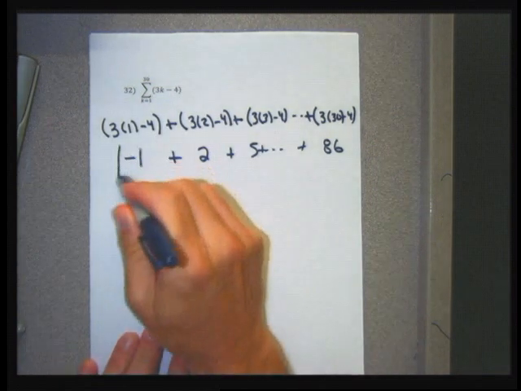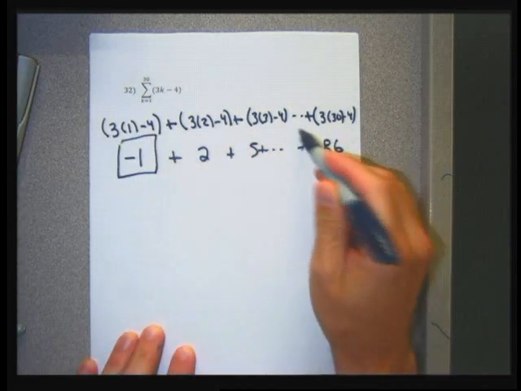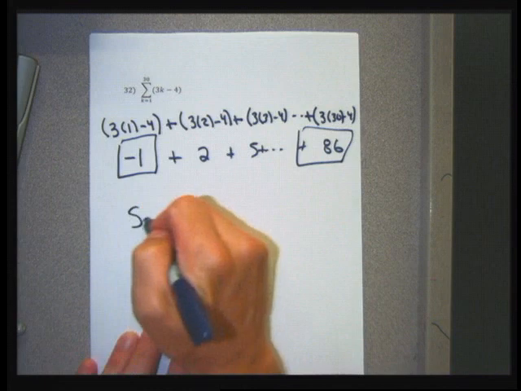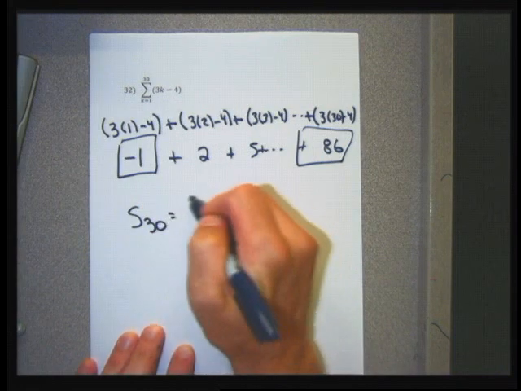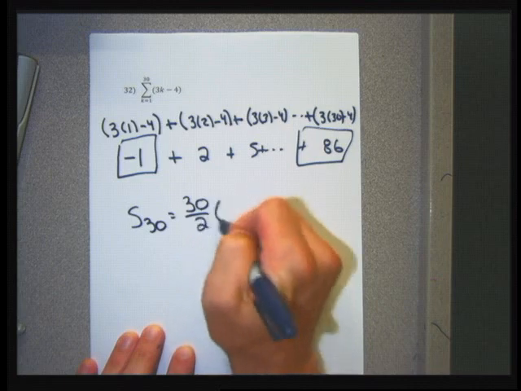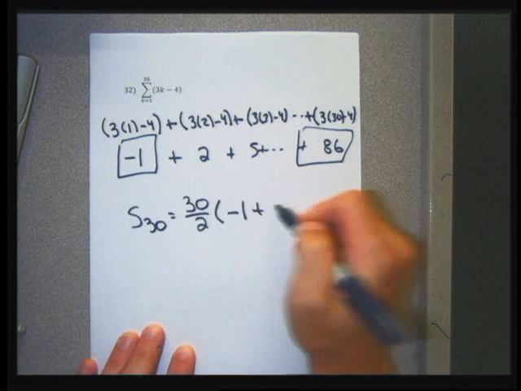The only thing I need to know is the first and the last term and how many terms I'm adding. In this particular case, I'm adding 30 terms. So I'm going to use the formula and write n over 2, which is 30 over 2, times the first term plus the last term.